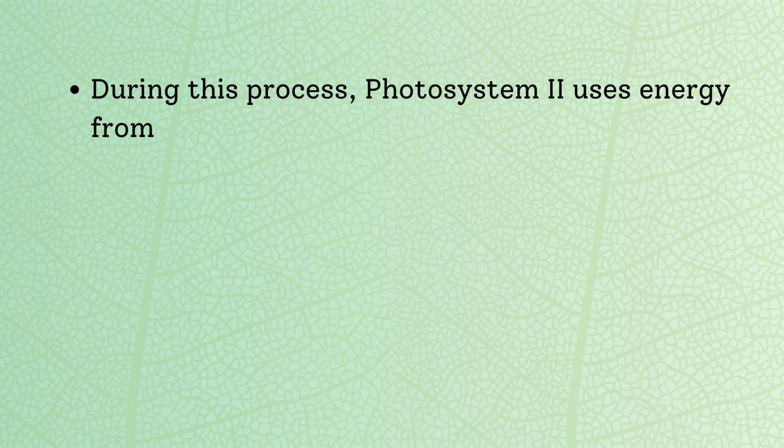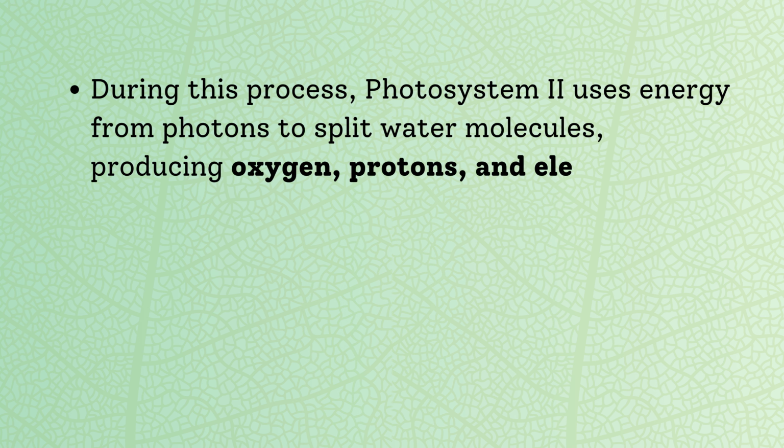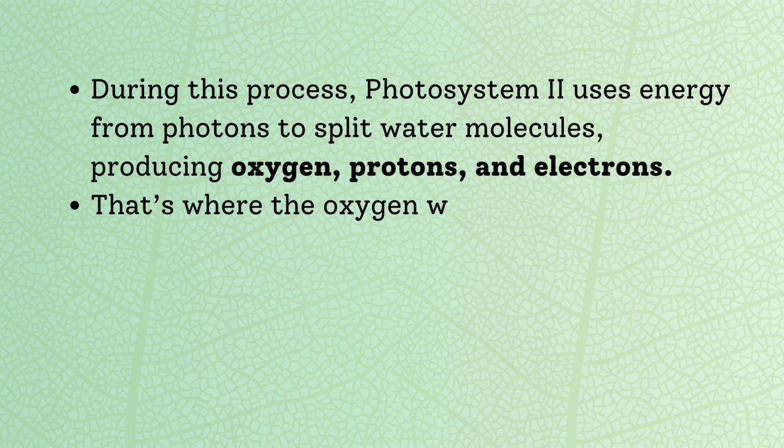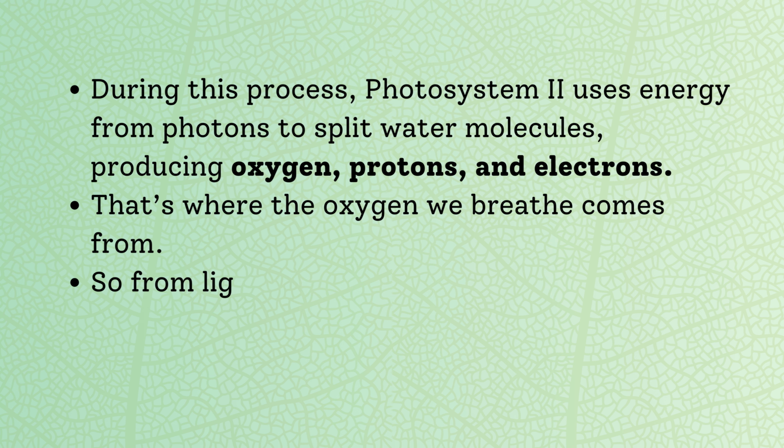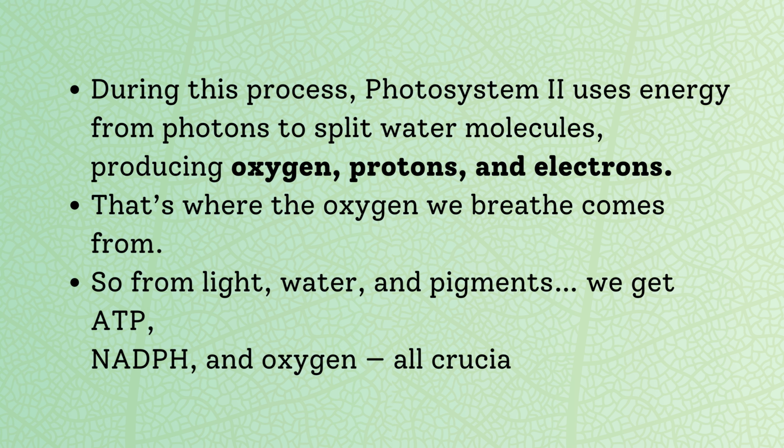During this process, photosystem 2 uses energy from photons to split water molecules, producing oxygen, protons, and electrons. That's where the oxygen we breathe comes from. So from light, water, and pigments, we get ATP, NADPH, and oxygen, all crucial for the next phase.